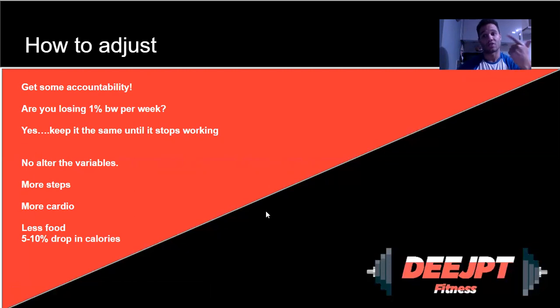So energy dense versus nutrient dense food, how to do flexible dieting, and the fact that you can eat whatever you want, you just can't eat everything that you want.